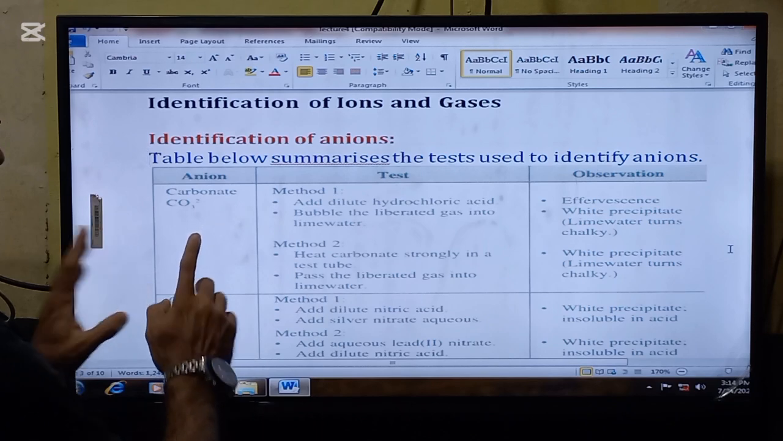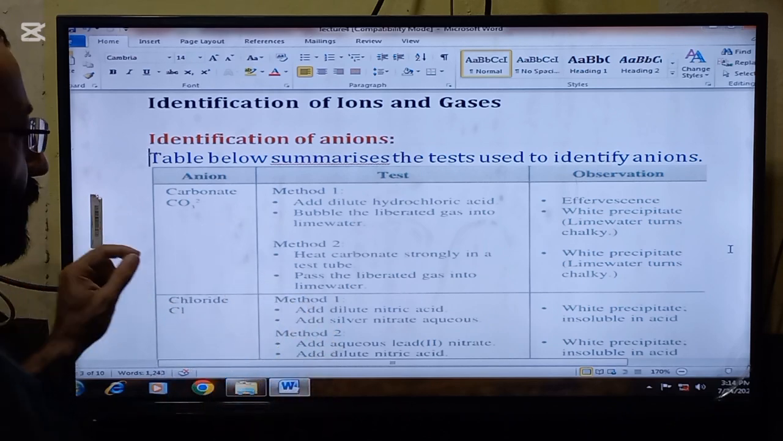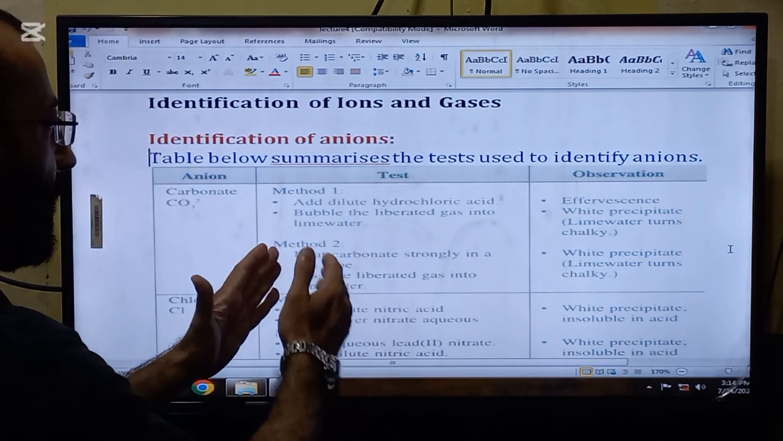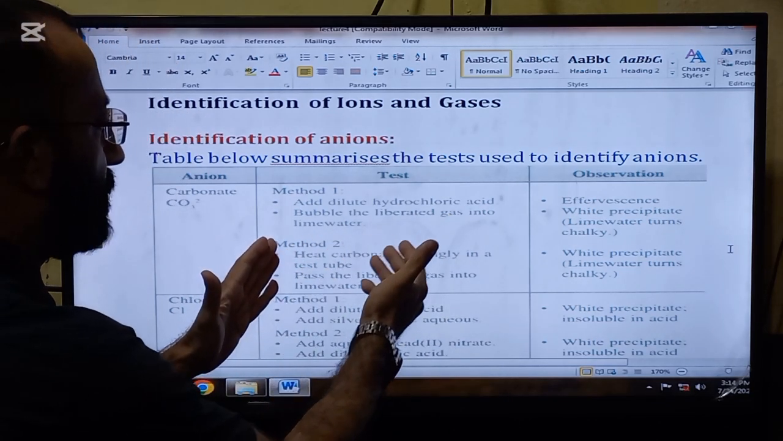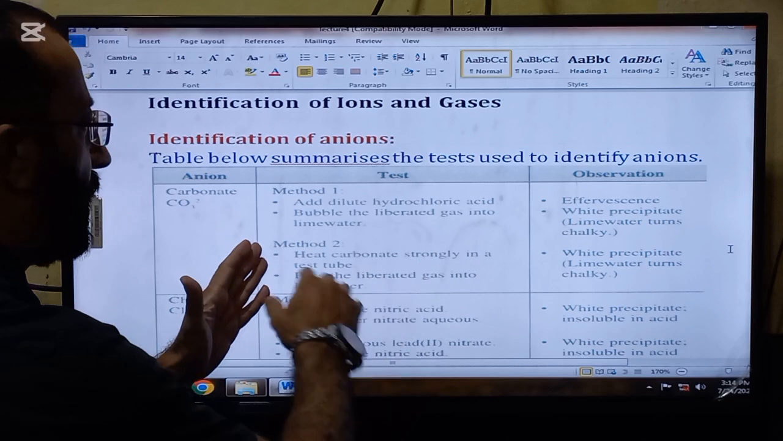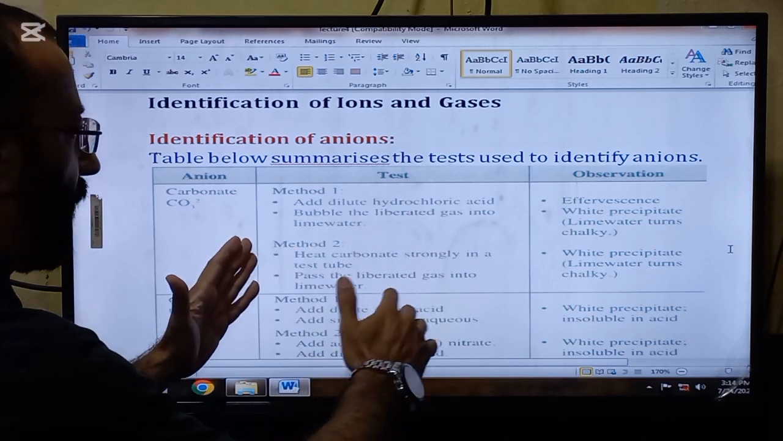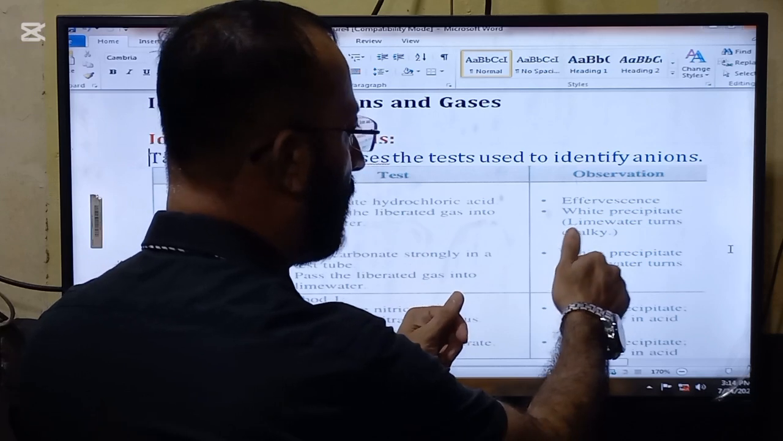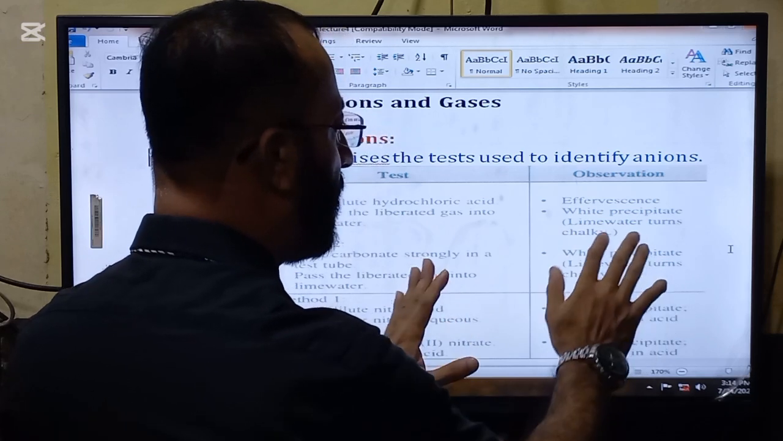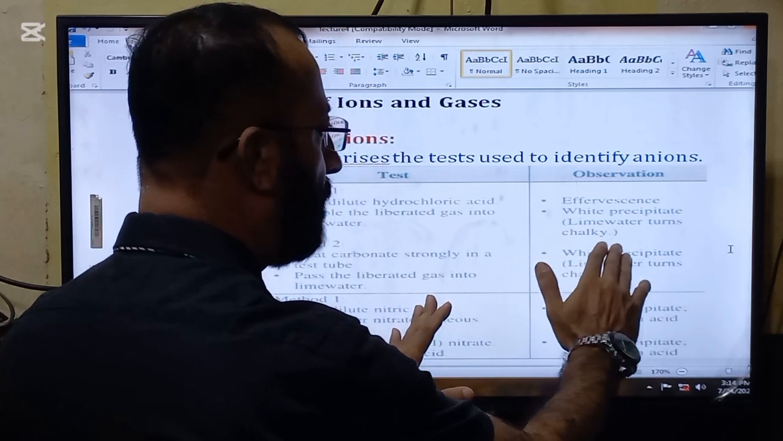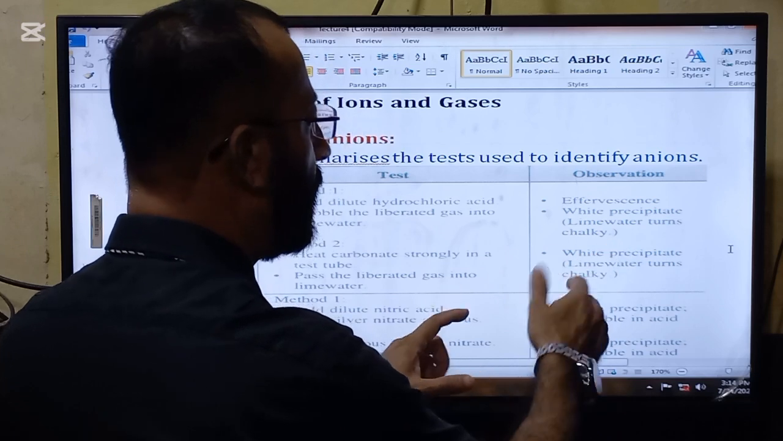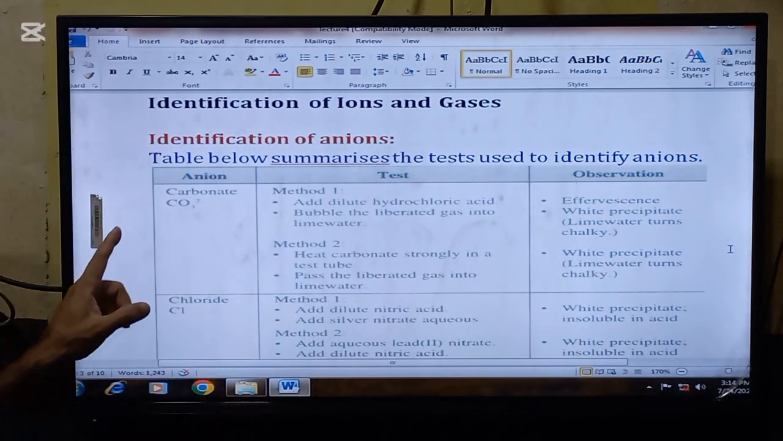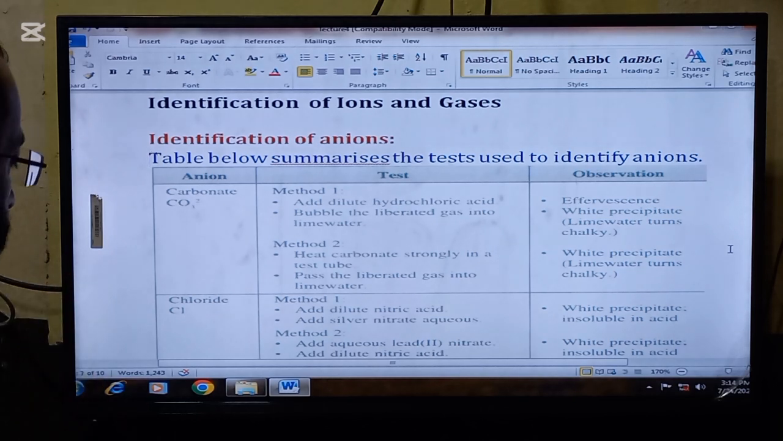is carbonate. So look now, if we add dilute hydrochloric acid to our anion and bubbles are formed and a gas is liberated, then that gas will be passed through the lime water. And if we observe effervescence and a white precipitate is formed and the lime water turns chalky, then it will be the sign that the anion is the carbonate ion.